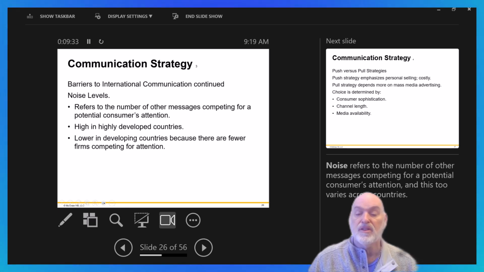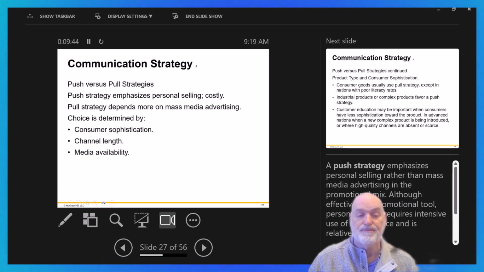Noise levels. Refers to the number of other messages competing for a potential consumer's attention. It's high in highly developed countries, and it's lower in developing countries because there are fewer firms competing for attention.